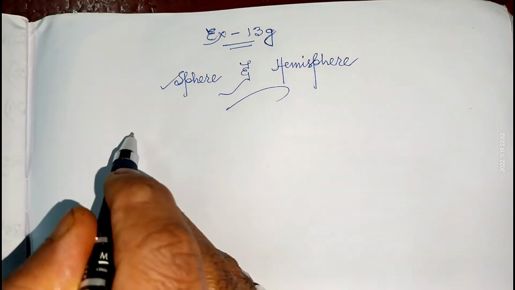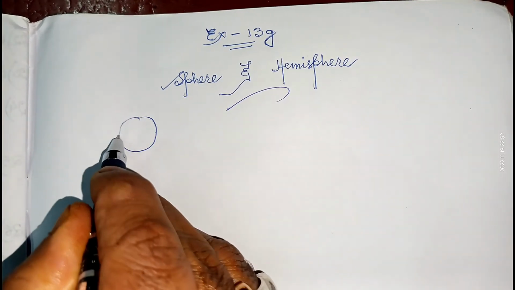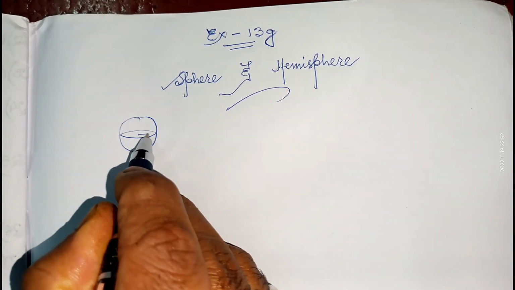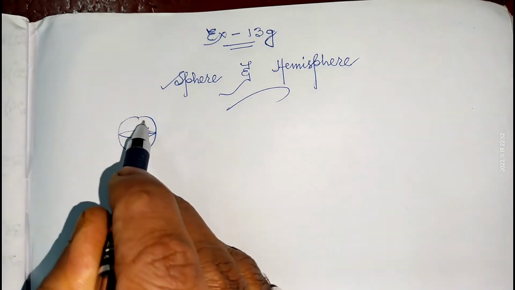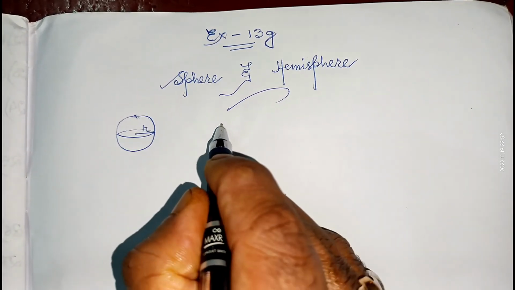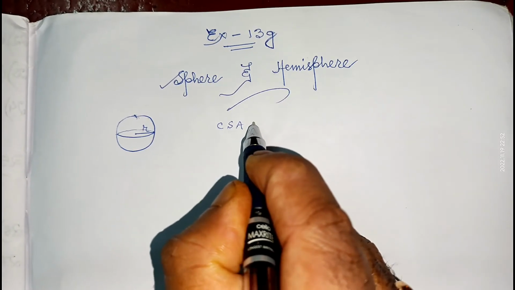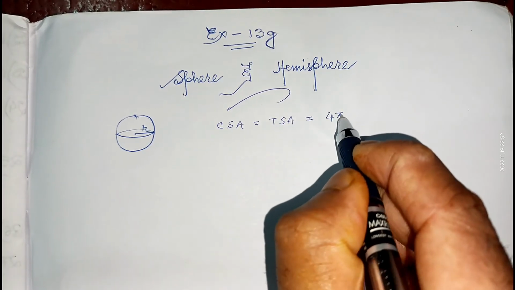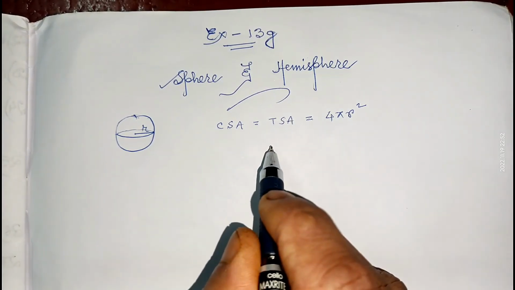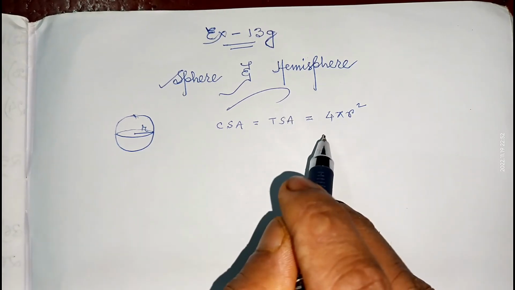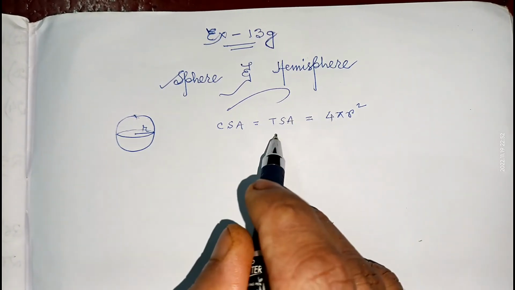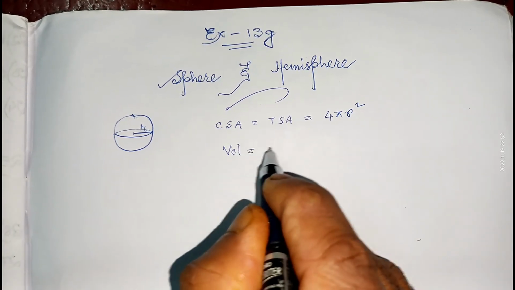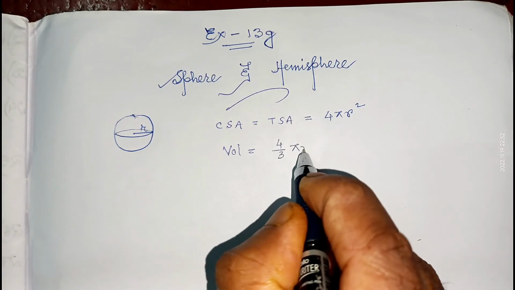In case of a sphere, if I draw a sphere like this, this is one sphere and this is the central part which is like a circle. Here you can see this is the radius. Now in case of a sphere there is only one surface, so we can say the curved surface area is equal to the total surface area, which is equal to 4 pi r square. Just because only one surface is there, the formula of both will be the same, and the volume of a sphere is 4 by 3 pi r cube.